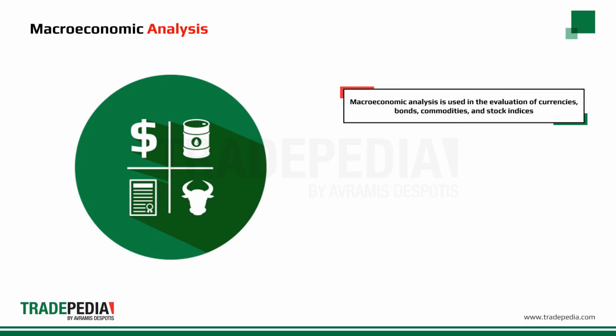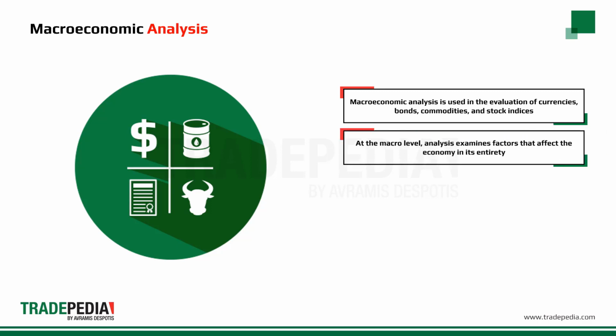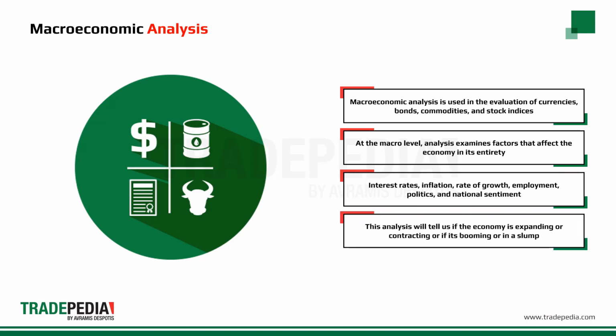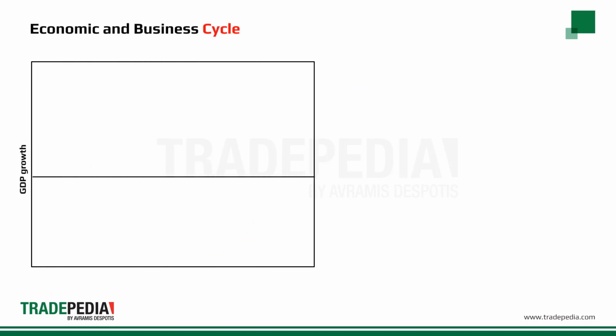Macroeconomic analysis is used in the evaluation of currencies, bonds, commodities, and stock indices. At the macro level, analysis examines factors that affect the economy in its entirety. Examples include interest rates, inflation, rate of growth, employment, politics, and national sentiment. This analysis will tell us if the economy is expanding or contracting, or if it's booming or in a slump. It is important to understand that the economy follows a pattern of expansion and recession known as the economic cycle.